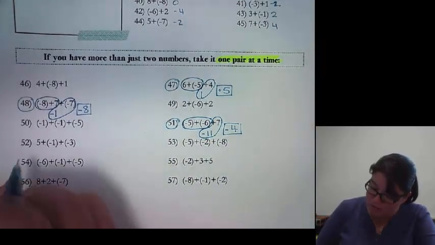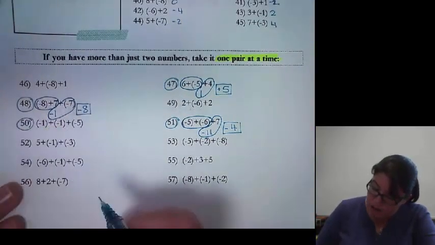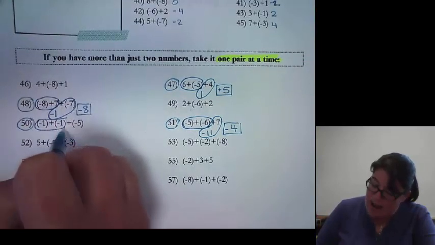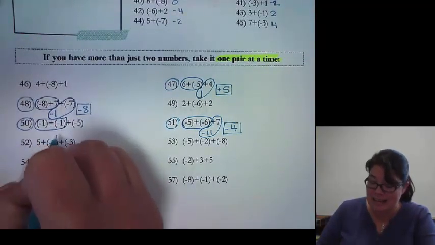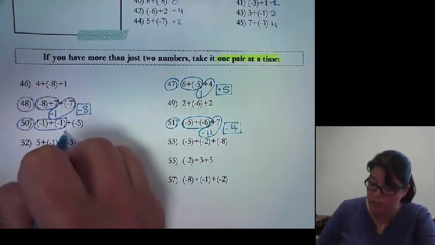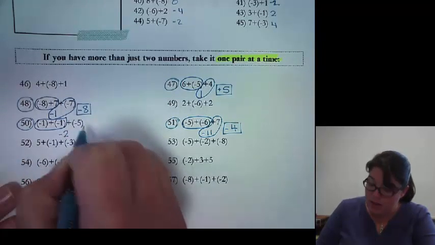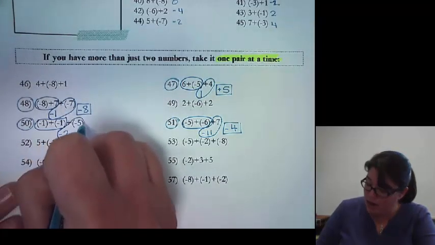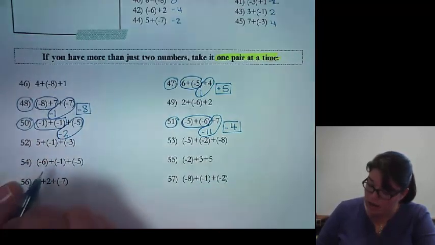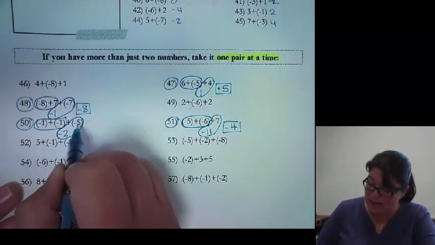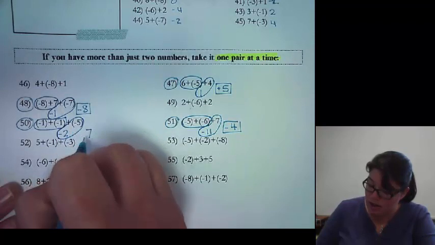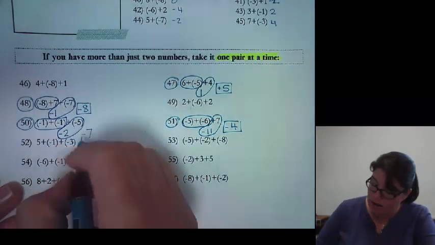What about for number 50? Well, -1 and -1. Same signs, add and keep. So 1 plus 1 is 2. Keep the negative sign. Do my second pair. And same signs, add and keep. So 7 and negative. And I'm done.